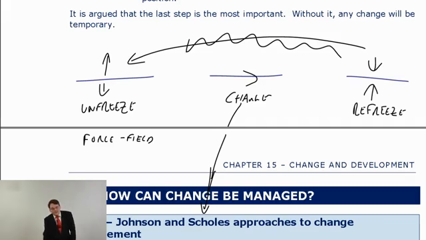The refreeze stage is very important and people don't think about that. So you want to make sure that changes will be permanent, not temporary. So Lewin's model is quite useful. The force field model fits in with getting people to accept that change is needed, getting them ready for change. The second stage we're going to look at with Johnson and Schultz. The third stage is making sure they don't go back again.